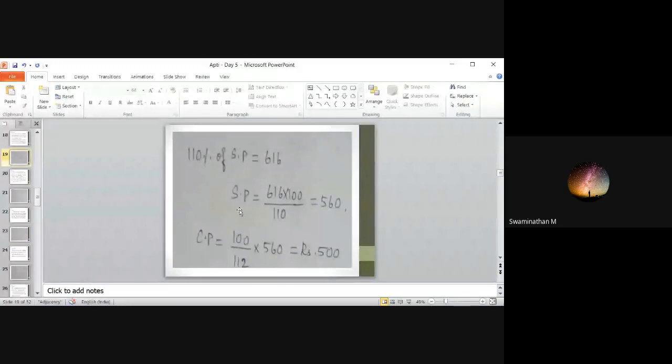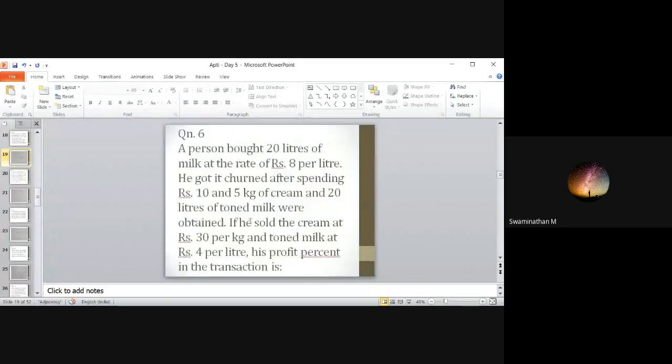Okay, fine. We will go for the next one. A person bought 20 liters of milk at the rate of rupees 8 per liter. So this is his cost price. He got it churned after spending rupees 10, and 5 kg of cream and 20 liters of toned milk were obtained. So actually this is not only the cost price.